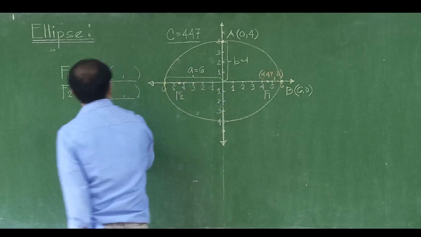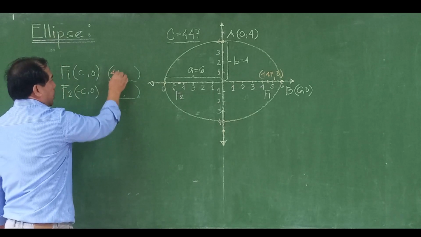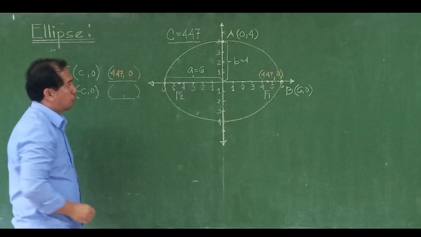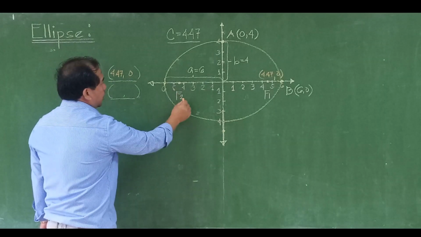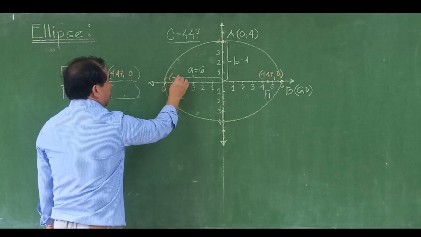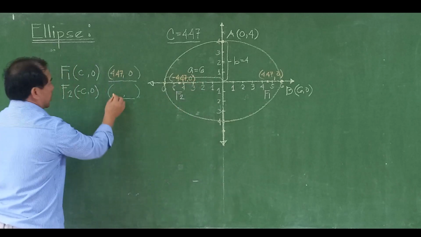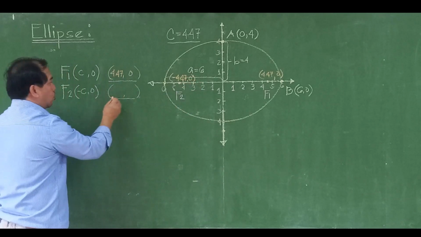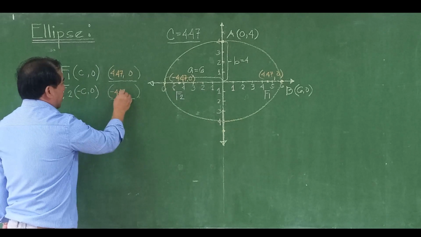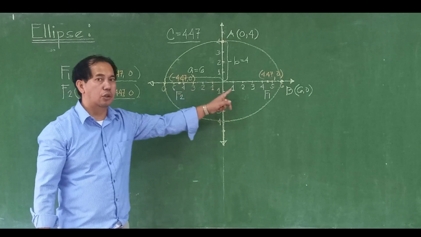So our focus 1 is 4.47 and 0. What about our focus 2? Our focus 2 here is negative 4.47 and 0. So that must be our focus 2, negative 4.47 and 0, because that is located at the left side of the center of the ellipse.